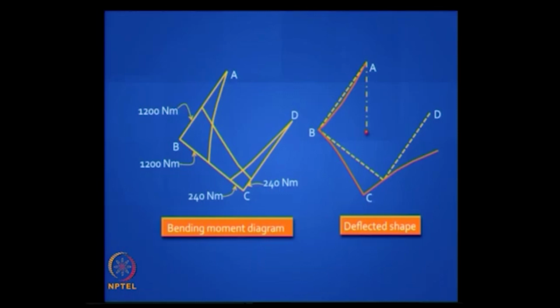So intuitively this must appeal to you, and you must also note that this diagram is drawn on the tension side. So the curvature must give you the feeling of tension on the right side.